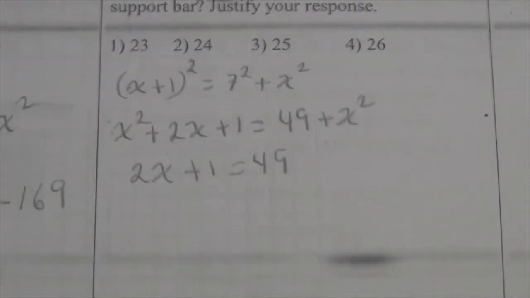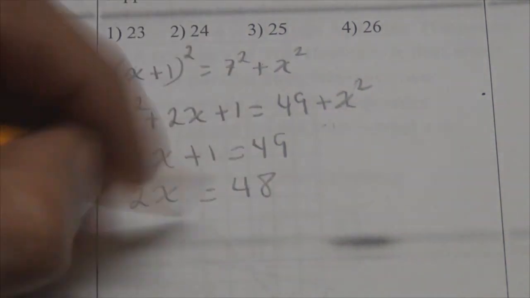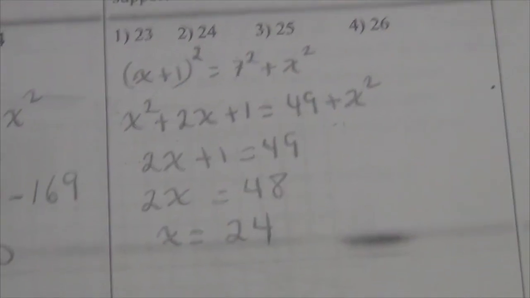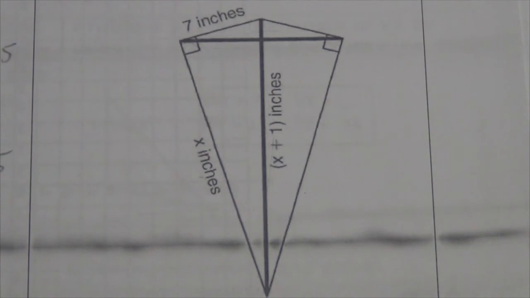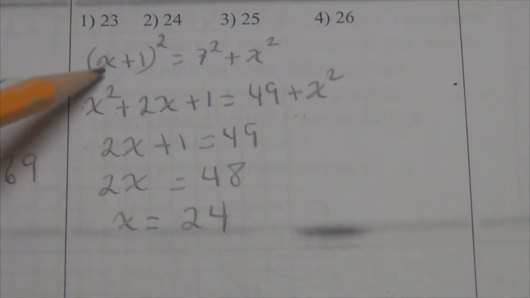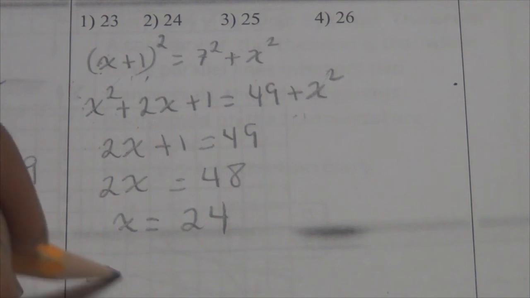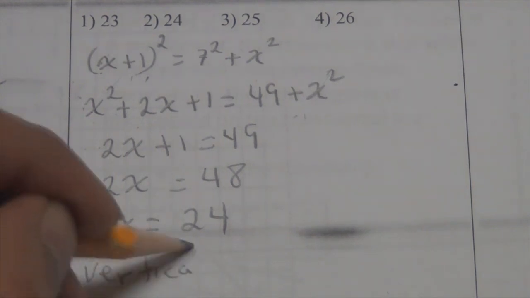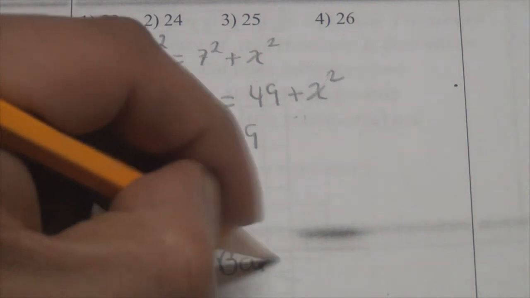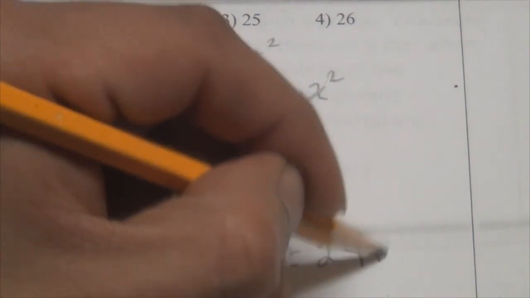See what I'm saying? And now subtract 1 from both sides, and then divide by 2. So x is 24. But you already know that that's the value of x. They want the value of the vertical bar. So the value of the vertical bar is x plus 1. So vertical bar equals, okay, x plus 1 will be 24 plus 1, which is 25.